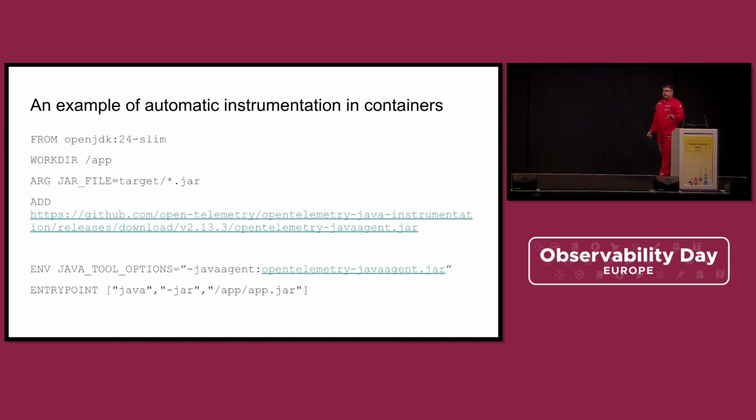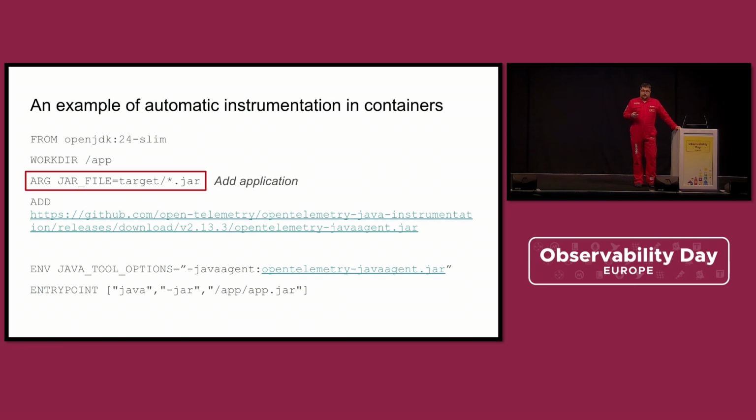So how does it look today to use automatic instrumentations in your containers? This is a very simple Dockerfile for a Java application, and there are effectively 3 steps that you care about. The first is adding the application. You add your jar file, your code is in the container.